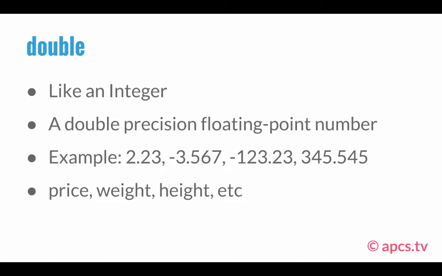So some of the examples of a double would be 2.23, negative 3.567, negative 123.23, 345.545. These are just some examples. It's similar to an integer, but you could have points, numbers, digits after the decimal. And double type variables can be used to represent the price, the weight, the height, anything that could potentially have a decimal in it. And one important thing to know is that a double can be a whole number as well. So a double can be 2, just 2. It can be 2.23, but it can also just be 2. So it can have decimal points after it, but it's not required that it does.